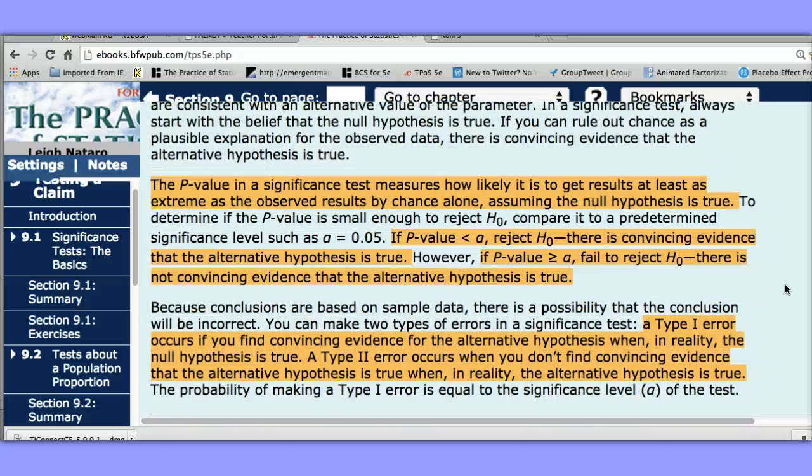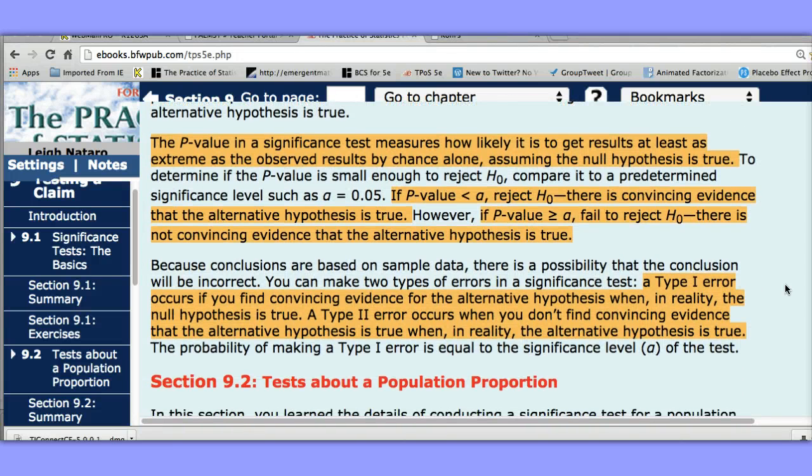The second item I've highlighted here I want to draw to your attention because several people got the interpretation of a p-value wrong on the quiz. So assuming the null hypothesis is true, our p-value tells us how likely it is to get results at least as extreme as the observed results by chance alone. So getting a test statistic of that value or more extreme.